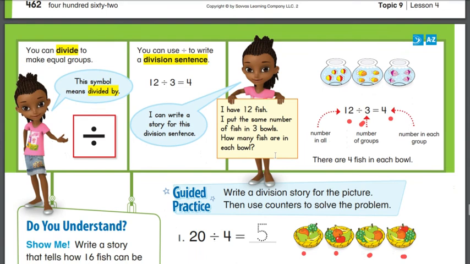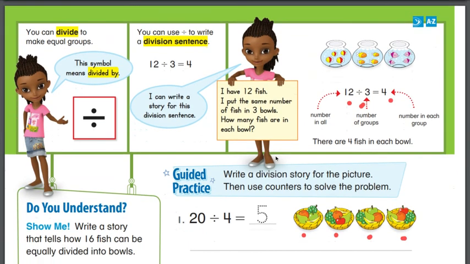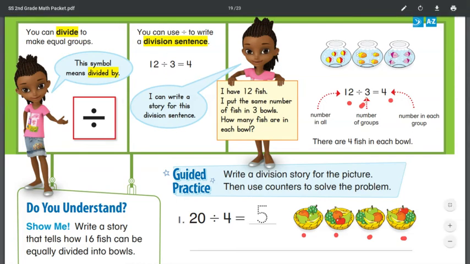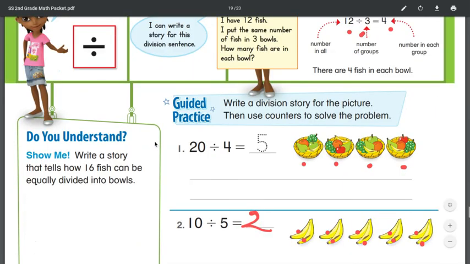This page right here shows how you can set this up as division problems. So this is going to be lesson 2 of your last standard. This symbol is a division symbol. It's a line between 2 dots. So the first number tells you how many you have in all. So 12 fish. We want to put them into 3 groups. That gives us 4 in each group. So what you're doing is you're writing a story about the division problem.